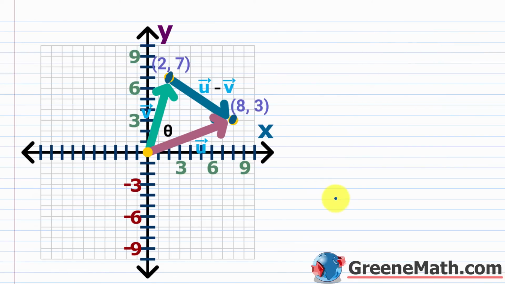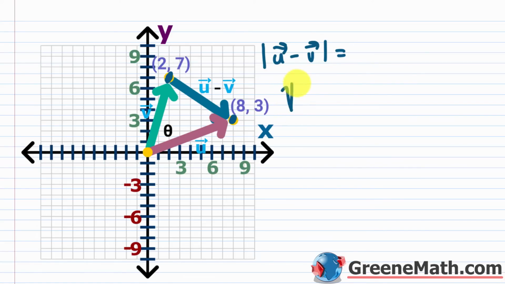Essentially, you're just going to use the law of cosines. Before we use the law of cosines, we have to know a few things. So what is the length of this vector here, or the magnitude? So the magnitude of this vector u minus this vector v. How do we figure that out? Well, we can just use the regular distance formula because this point is 2, 7, and this point is 8, 3. This is the initial, this is the terminal.